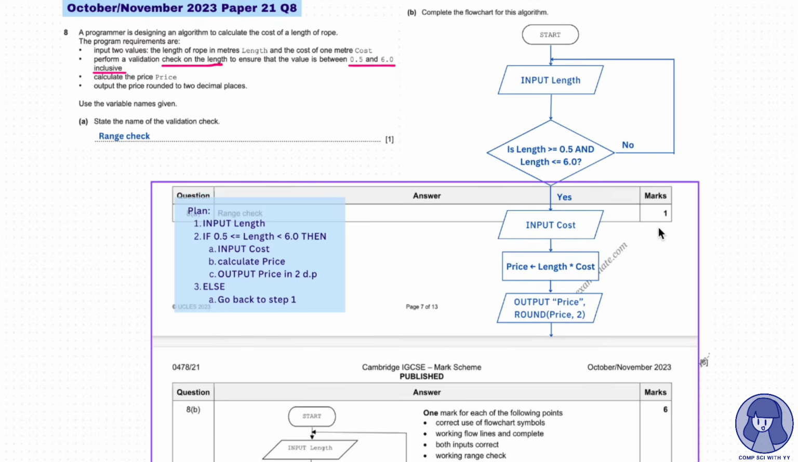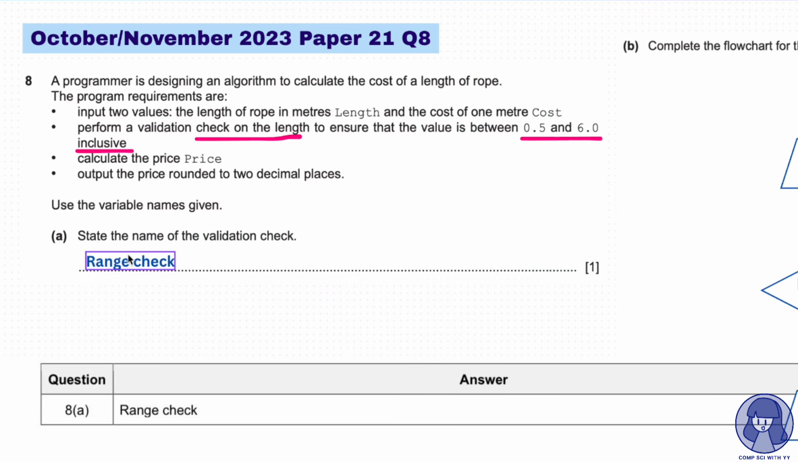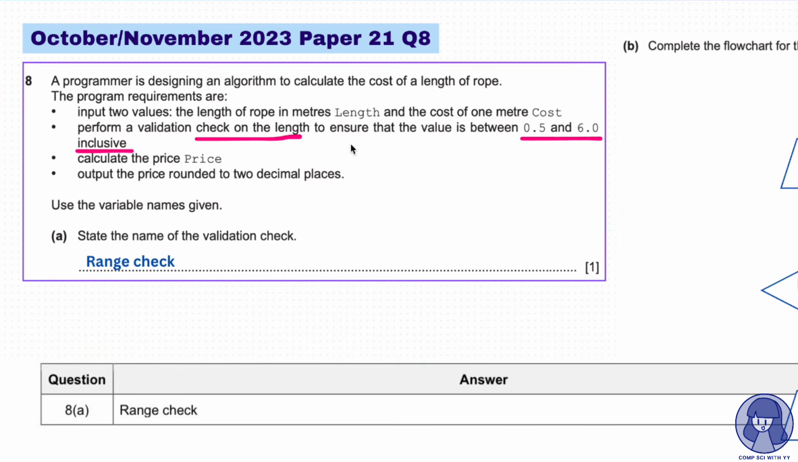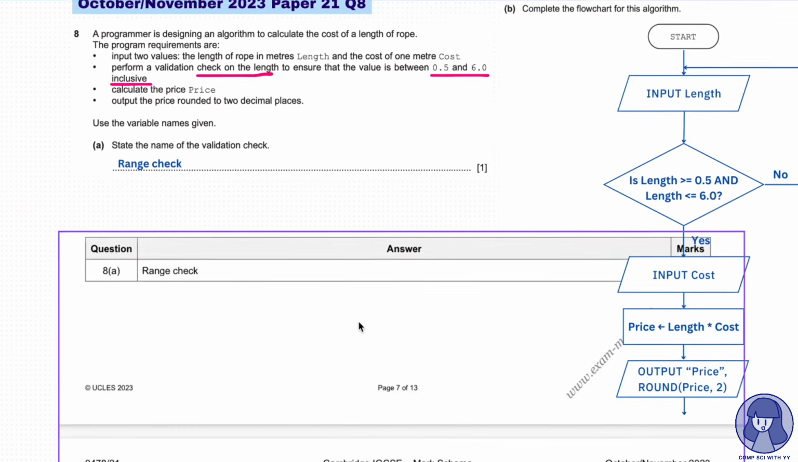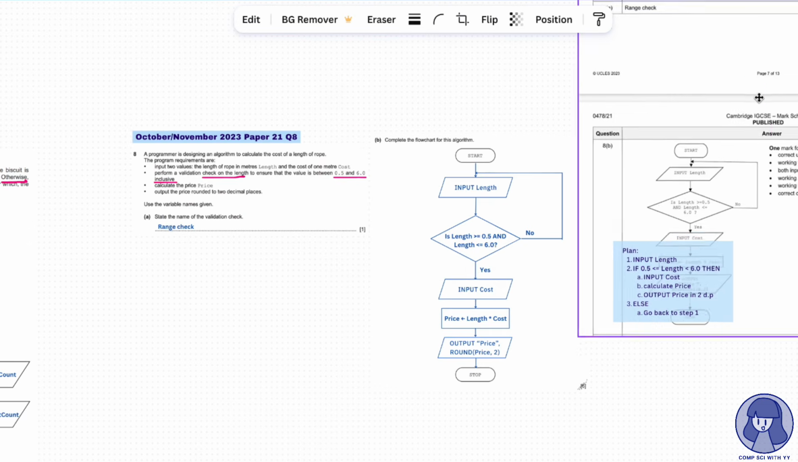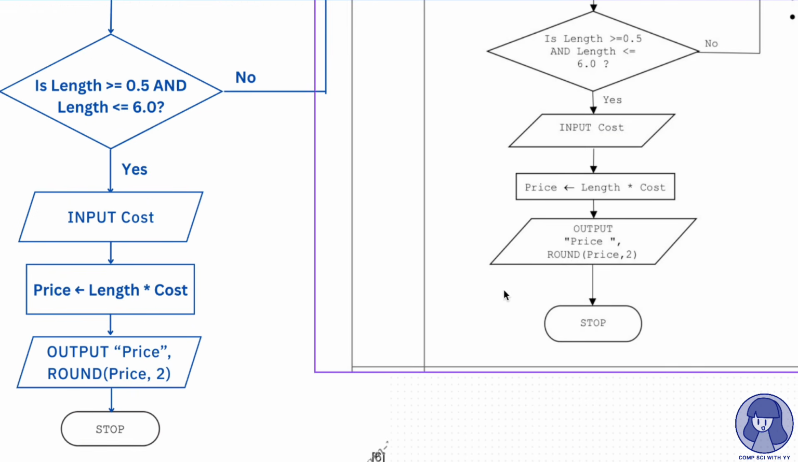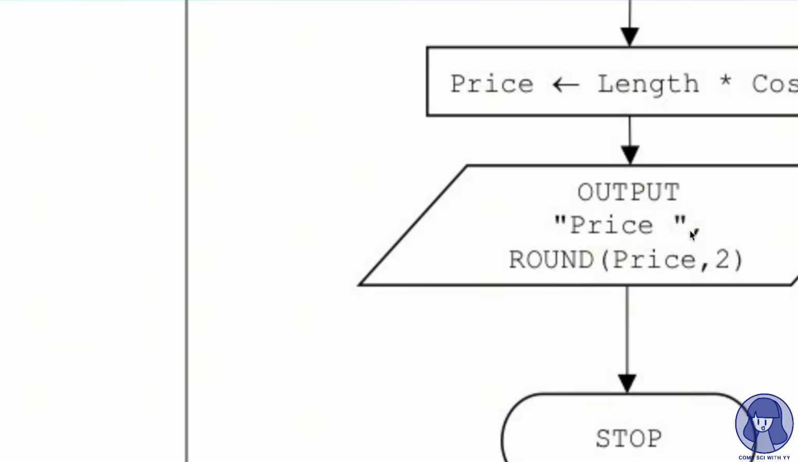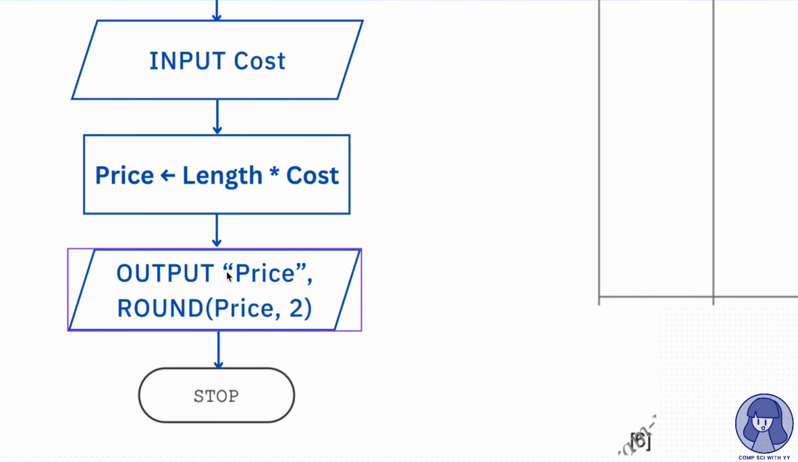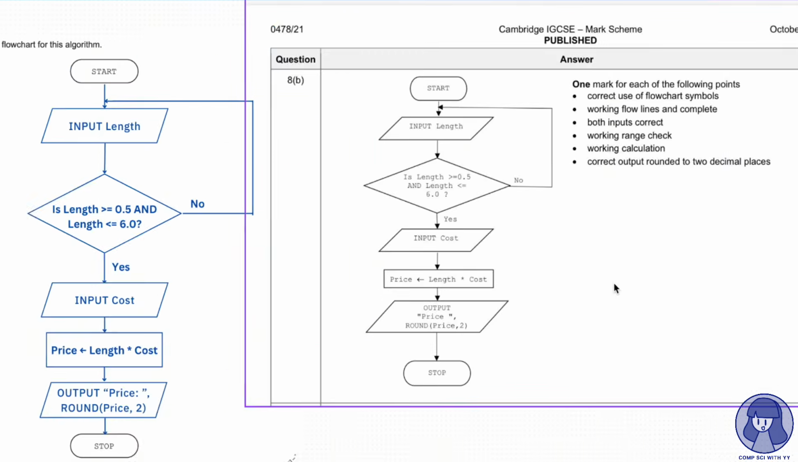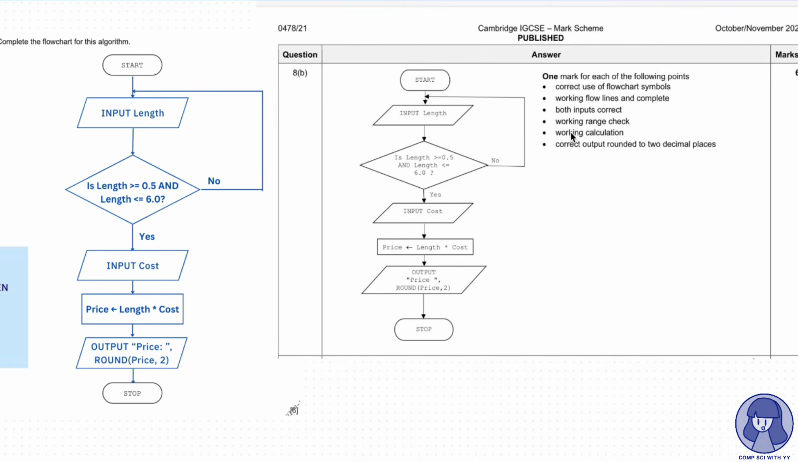So here is the mark scheme. For question A, range check is correct because we're checking that the value is within the given range. And then for the flow chart, I'll put this here. Oh yeah, make sure in the exam you use straight speech marks like this. Try to avoid writing it like this. Okay, so we get 1 mark from using these points.